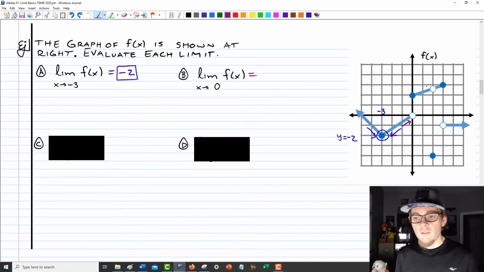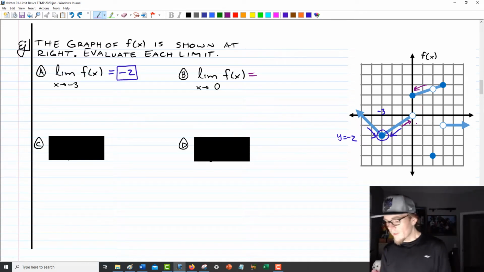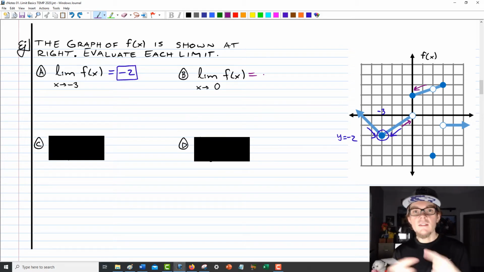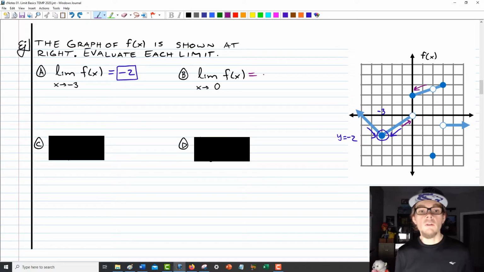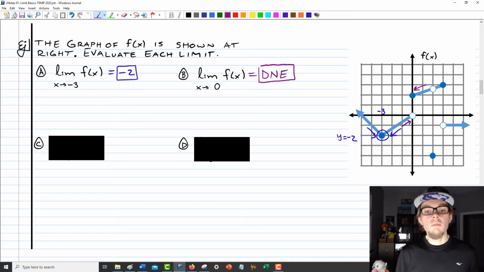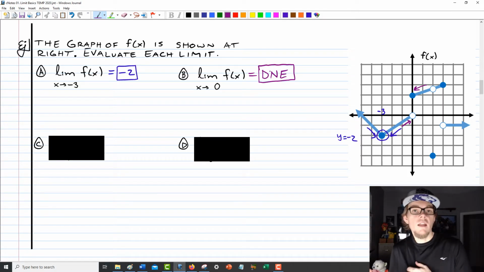On the other hand, as we approach from the right side, the y values are getting closer and closer to 2. What that tells me is that we have inconsistent behavior. It's like doing something different depending on which direction we approach it from. So the answer here is that the limit doesn't exist. Basically, we need consistent general behavior. Otherwise, it's just not descriptive enough.